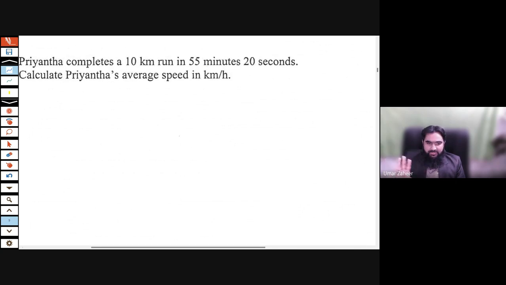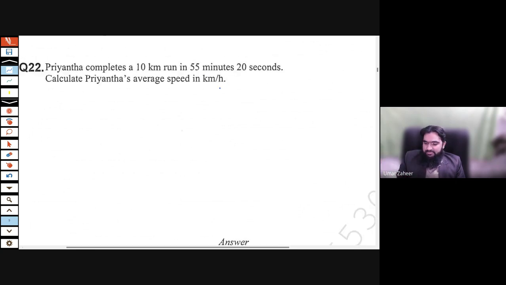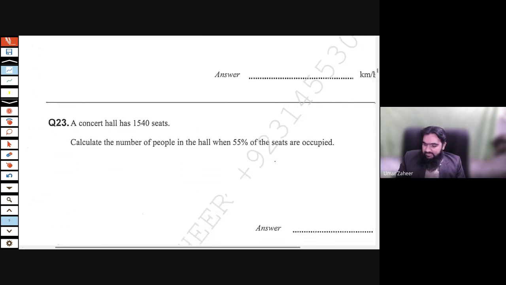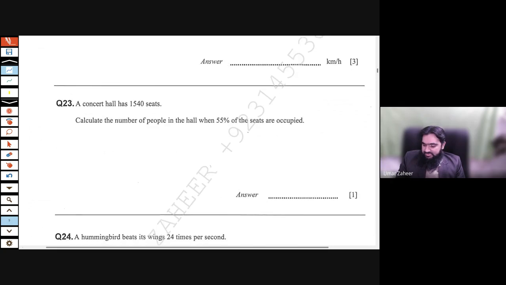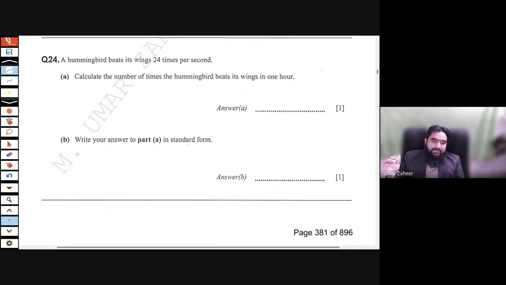Speed is equal to distance over time. We have done these questions before as well. We did not do the graphs of kinematics, but we have done this formula. We have the percentage, we have the interest questions, simple interest, compound interest, and the decay, exponential increase or decrease. All right, we have done all of these steps.